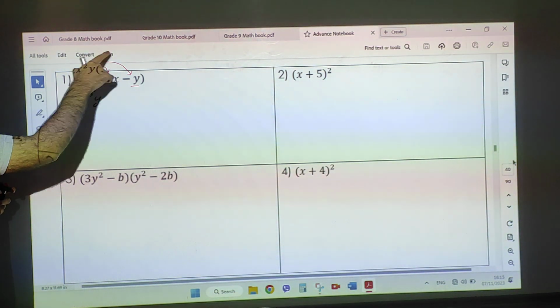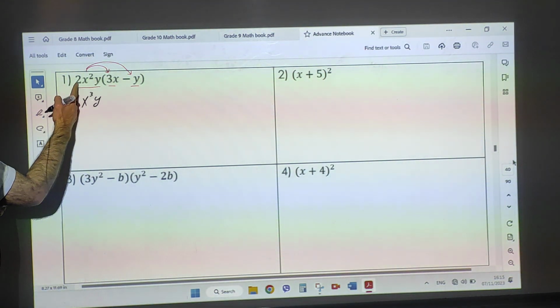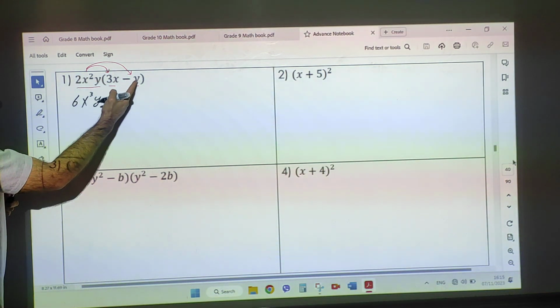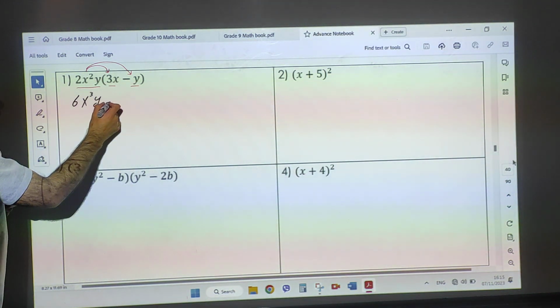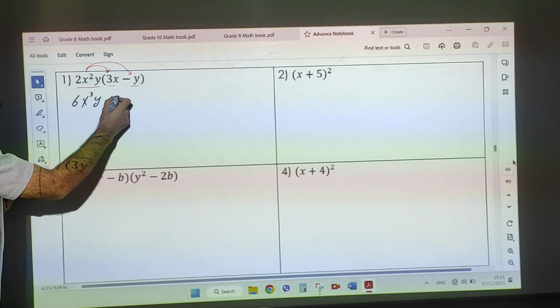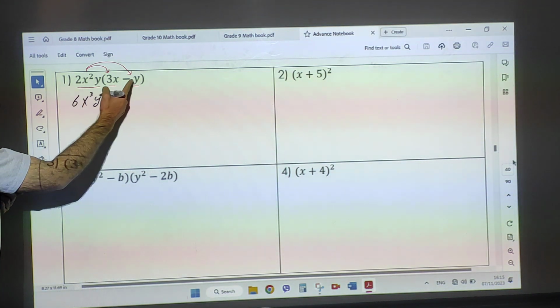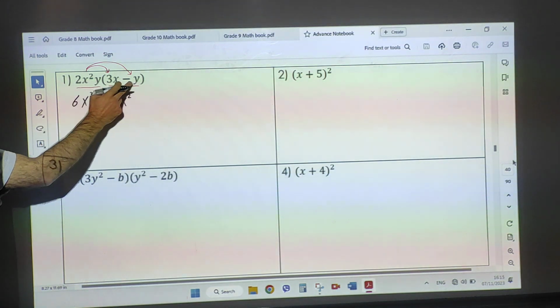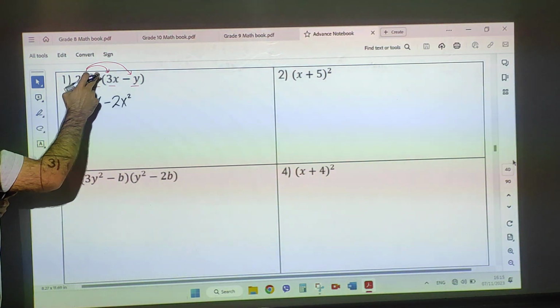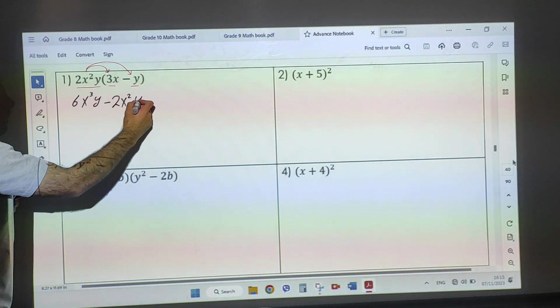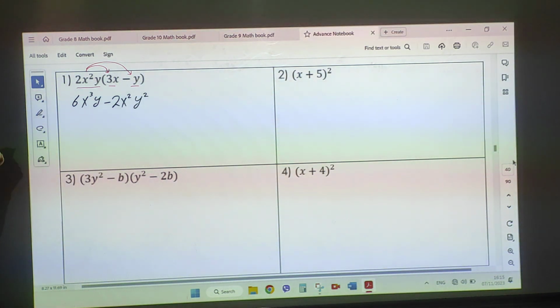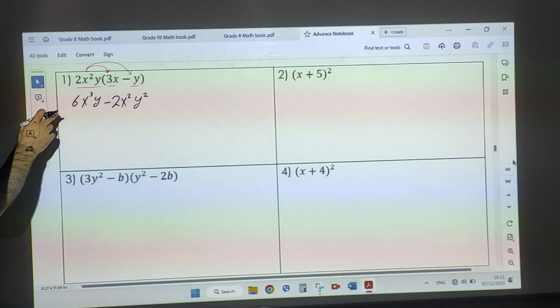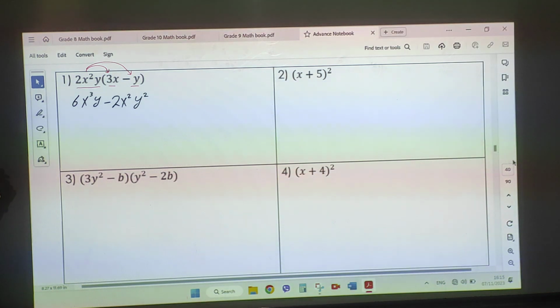Then this term multiplied by the second one. 2x power 2y multiplied by negative y. It would be negative. In the numbers we just have 2. X, we don't have x here, so we just write the same. Y, we have y power 1, y power 1 would be y power 2. We said for the numbers you multiply by each other, for the letters you multiply by each other, and you add the powers.